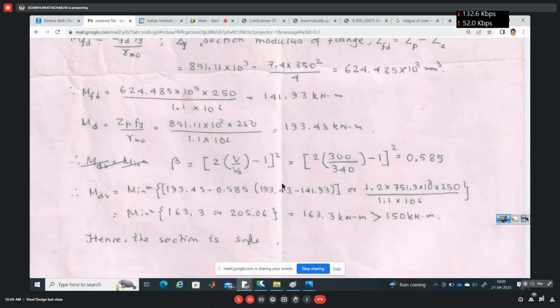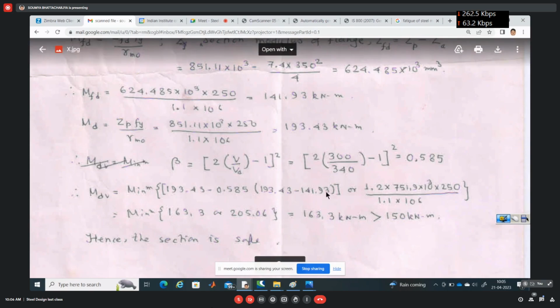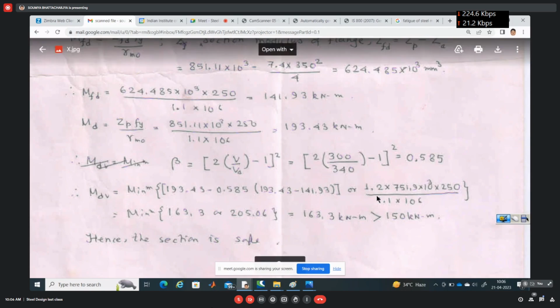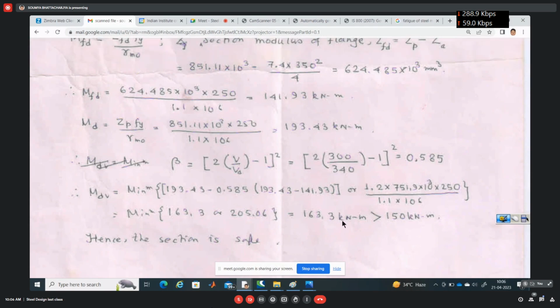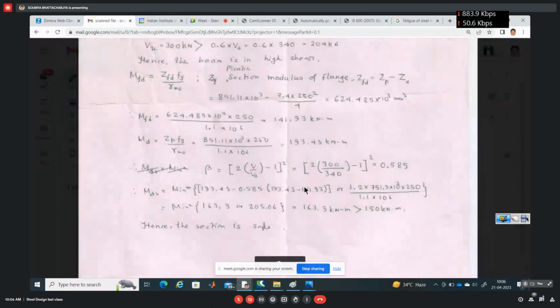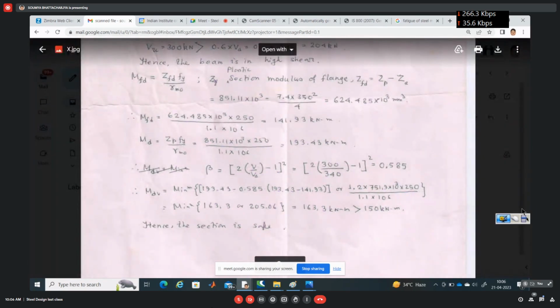193.43 is the moment capacity of the overall section. 141.93 is the moment capacity of the flange. So this minus this, overall minus flange, will give you the web only. So this is the moment capacity of the web only. Then the moment capacity of the web gets reduced by 58.5% because of the presence of high shear. Then this calculates to 163.3, which is more than 150, so it's okay. So that was only left. I have covered this in the parallel section.